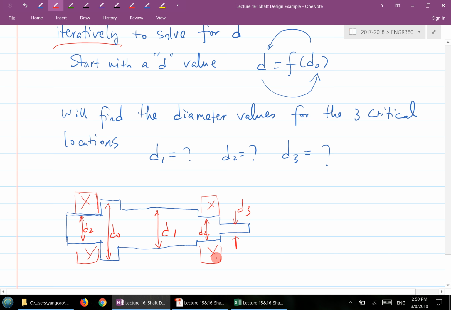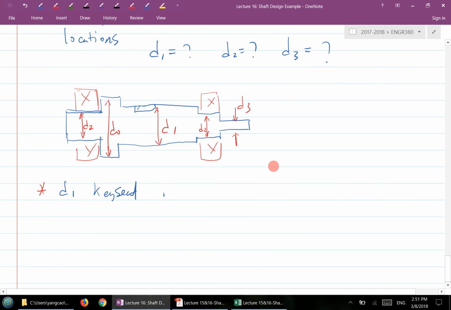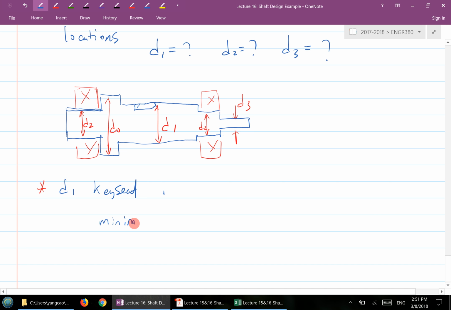So I'll write down some results here. Let's say for D1, that's your keyseat location, right? D1, you have a keyseat over here. So the shaft diameter D1, that's the keyseat location. Through that formula we find the minimum D1 is about 0.523. Okay, that's the D1.